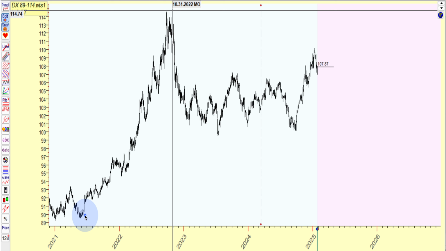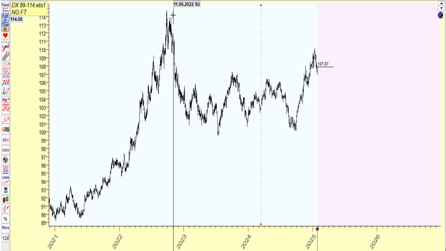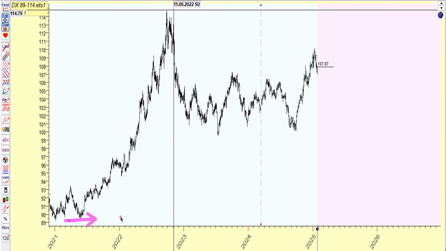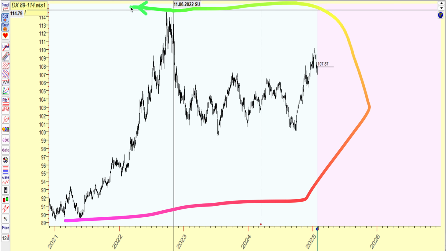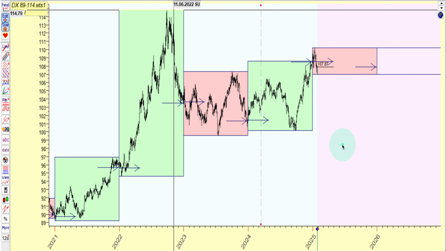So I want to say that when I say fractal, I'm focusing on just an area of the chart. It's like 89-ish low all the way to the 114 high. And this is the battle zone. I'm focusing just on this area right here. So the first thing I want to do is show you the yearly bar.